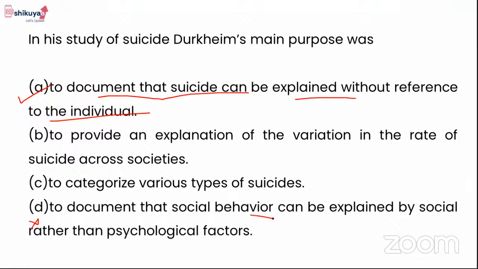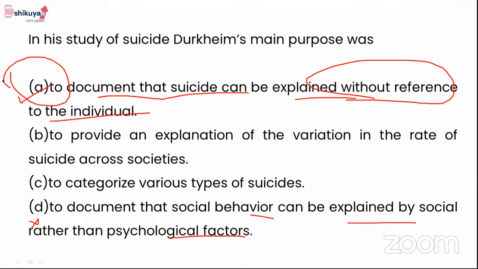To document that social behavior can be explained by social rather than psychological factors. That is not the main purpose of the passage. The main purpose of the passage is to understand a variety of behavior without giving any individual reference. By considering a variety of behavior, it is trying to explain here. So A would be your right choice.